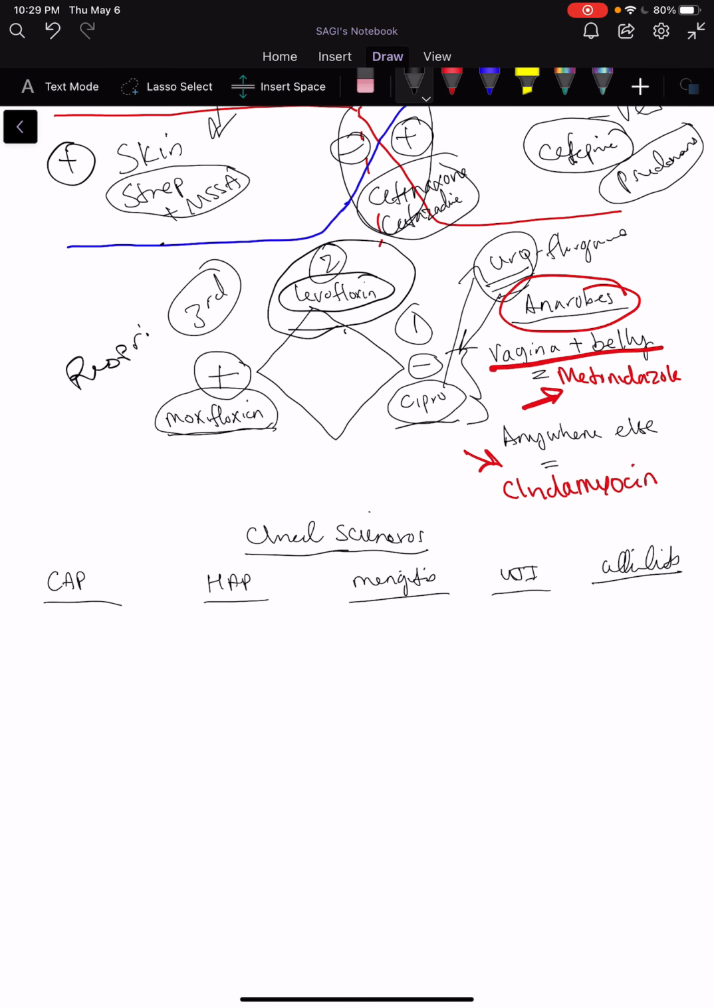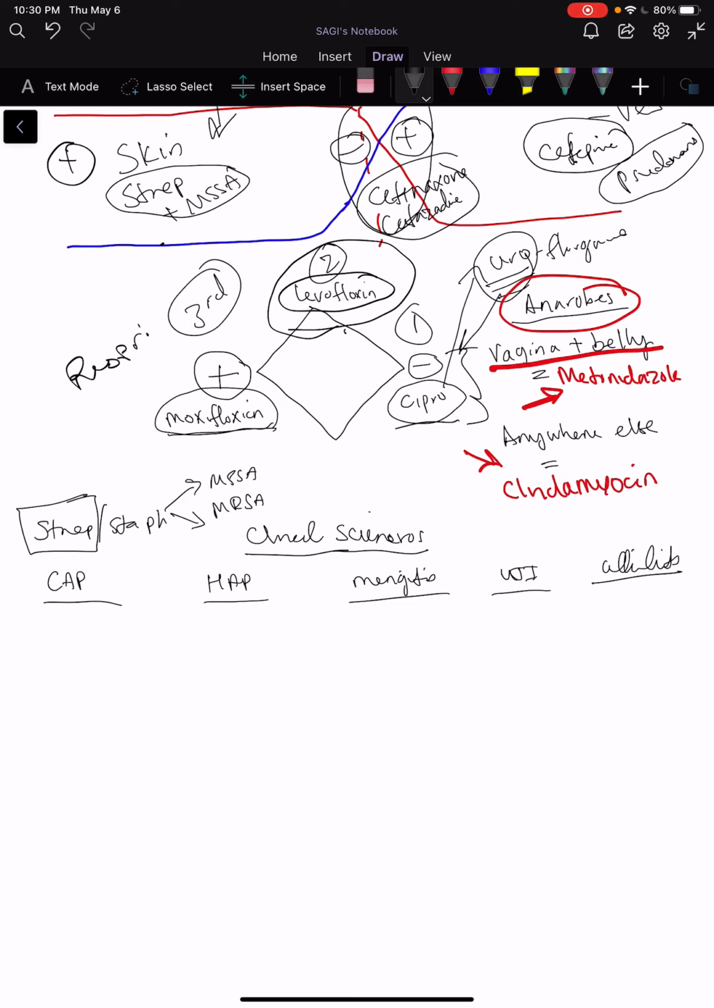We'll quickly go through clinical scenarios and things that are just remembered. You just have to remember them. CAP is community-acquired pneumonia. With community-acquired pneumonia, you're worried about strep and staph. Staph we already discussed, MSSA, MRSA. So when you're talking about pneumonia, strep is the most likely cause. Strep pneumonia causes about 90% of all pneumonias.